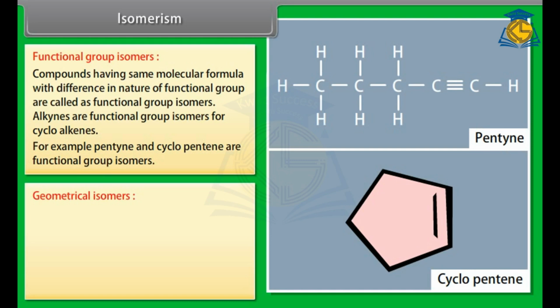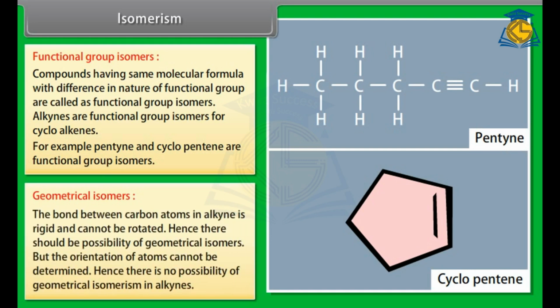Geometrical isomers. The bond between carbon atoms in alkyne is rigid and cannot be rotated. Hence, there should be a possibility of geometrical isomers. But the orientation of atoms cannot be determined. Hence, there is no possibility of geometrical isomerism in alkynes.